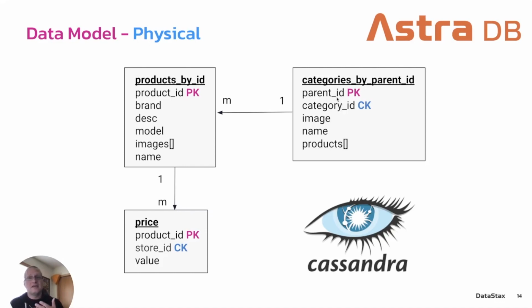Now, of course, each category is going to contain many products. And each of these products will be keyed on a product ID, but they're going to have things like brand, description, model, maybe some images.